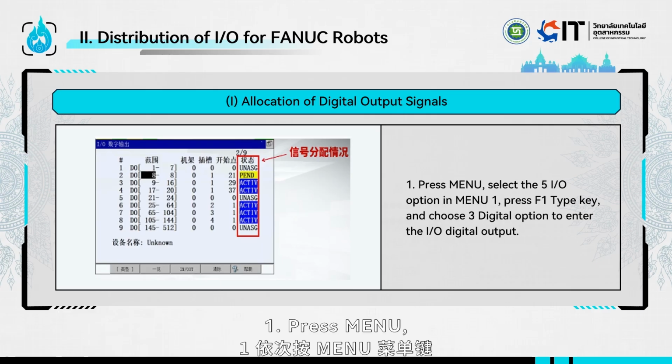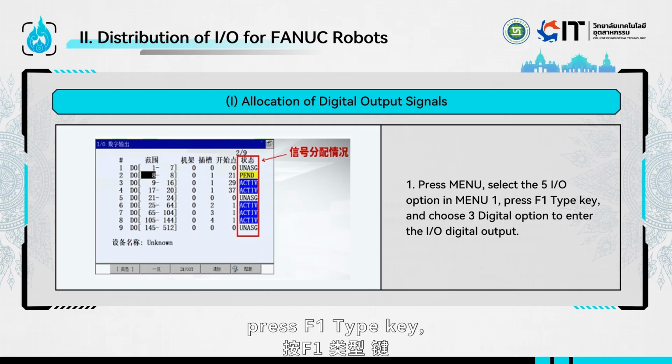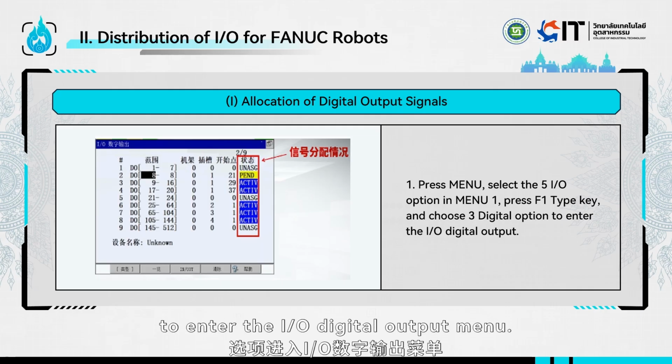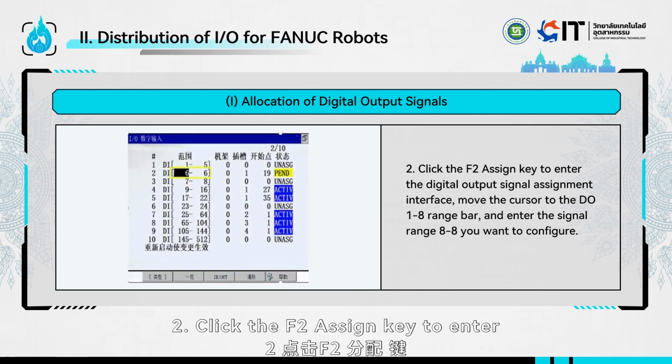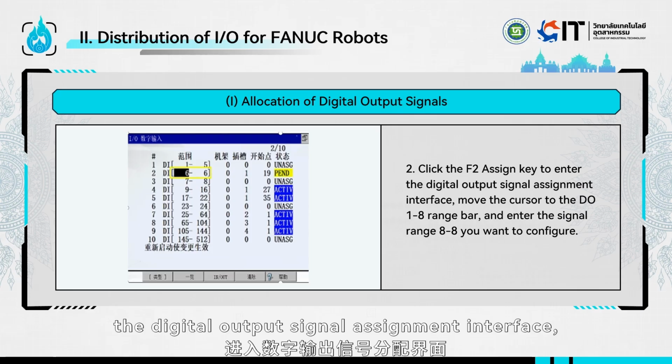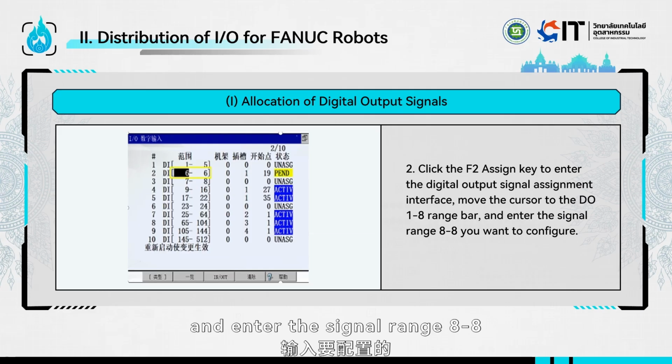1. Press menu. Select the 5 I/O option in menu 1, press F1 type key, and choose the digital option to enter the I/O digital output menu. 2. Click the F2 assign key to enter the digital output signal assignment interface. Move the cursor to the DO1 to 8 range bar and enter the signal range 8 to 8 you want to configure.